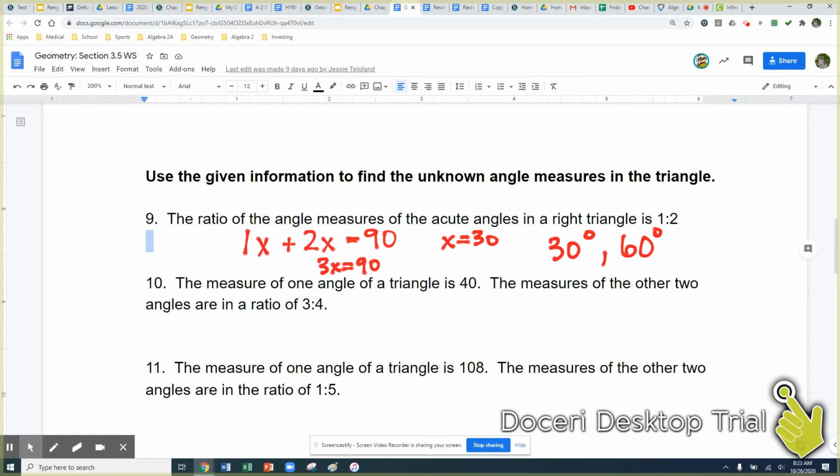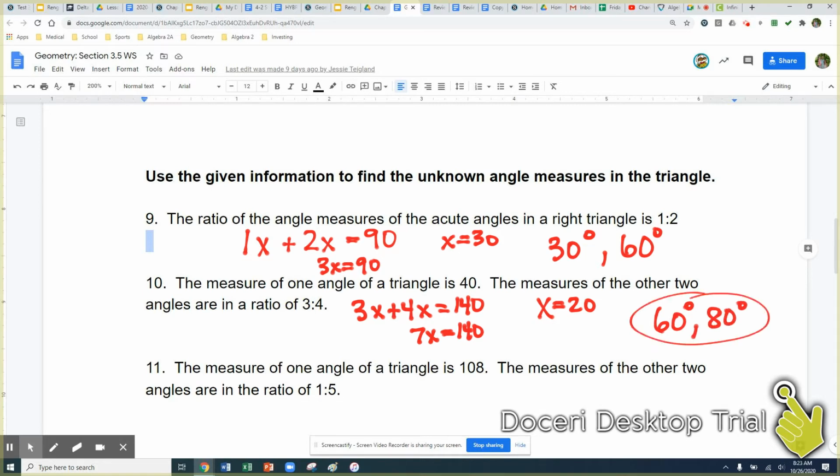So we've got 40 taken up. Let's just think of that 40 as gone. We've still got 140 that we need to account for with this ratio of 3 to 4. So we're going to have 3x plus 4x equals 140. So 7x equals 140, which is going to give us x equals 20. And then we put those back into the 3x and 4x. We're going to get 60 degrees and 80 degrees. So there would be our two missing pieces.